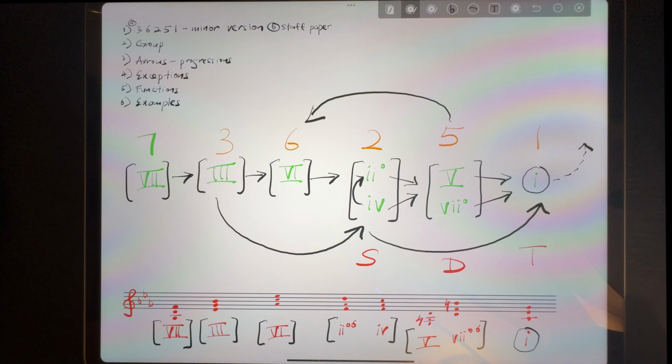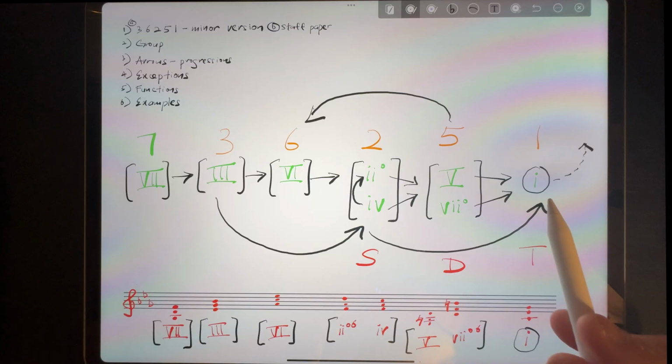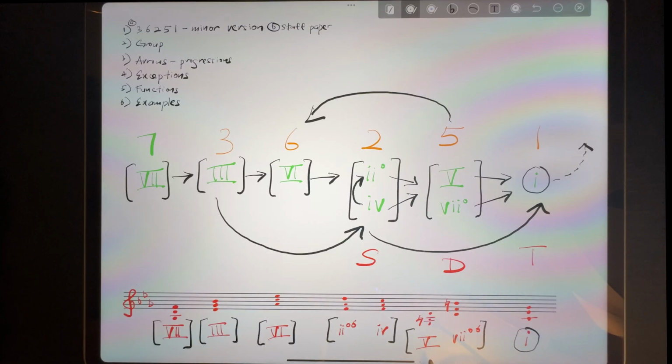We will start from the simplest one, which will be from 1 to 5 back to 1. Do, mi, so, so, ti, re, do, mi, so. Okay, let's do 1 to 7 diminished 6 back to 1. Do, mi, so, re, fa, ti, do, mi, so, do. Let's have some plagal progression. What about from 1 to 4 back to 1? Do, mi, so, fa, le, do, mi, so.